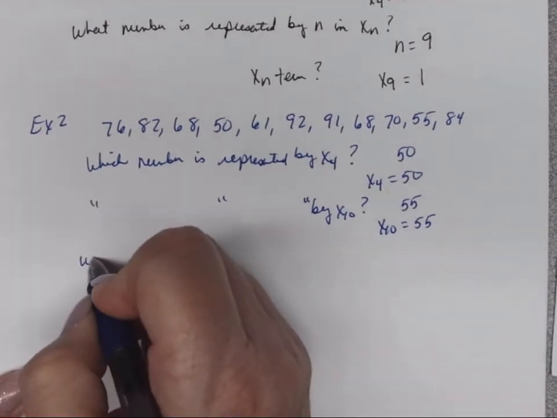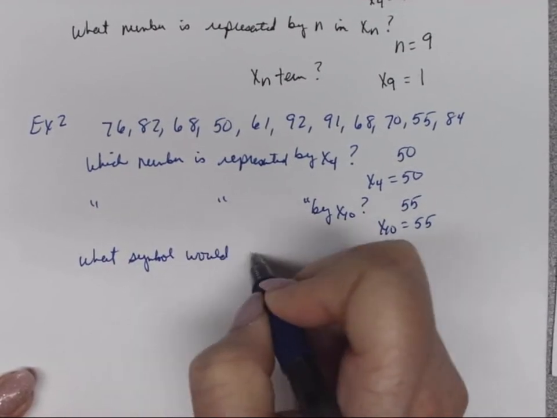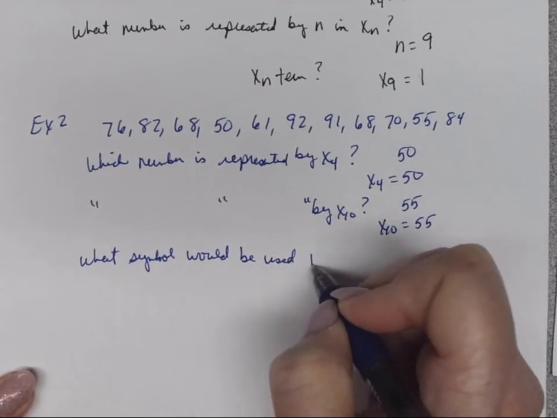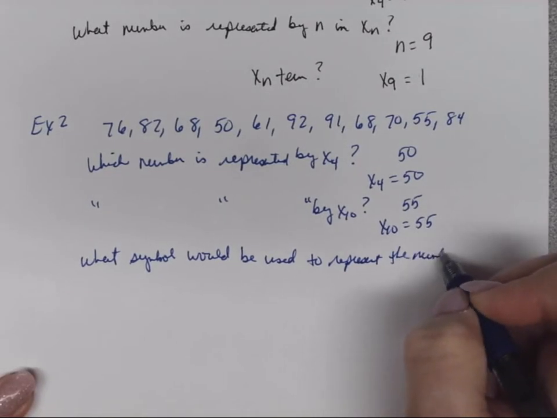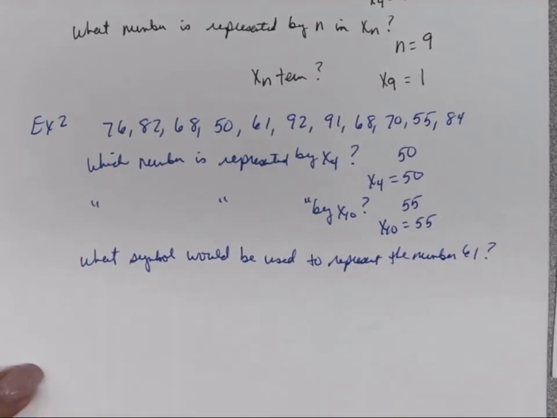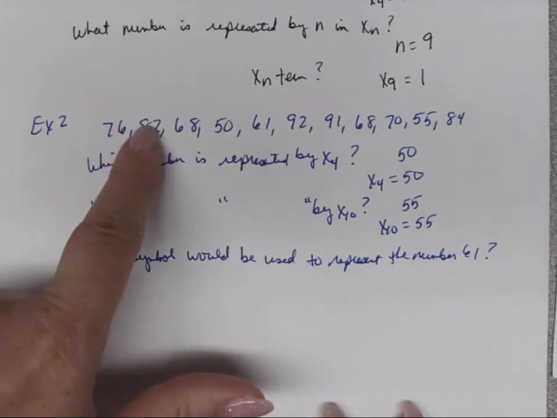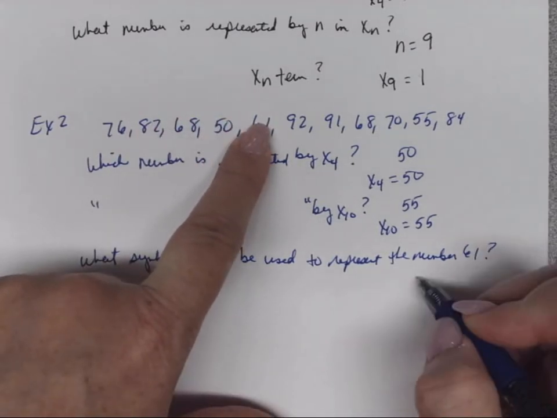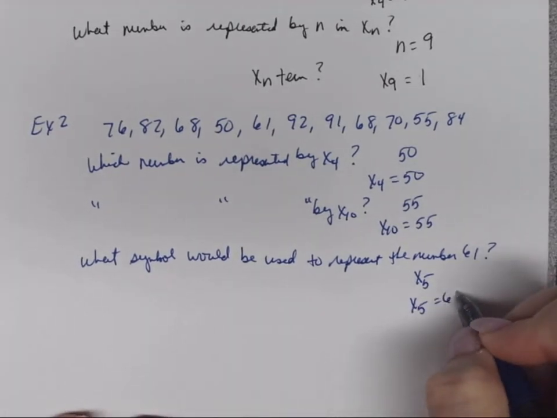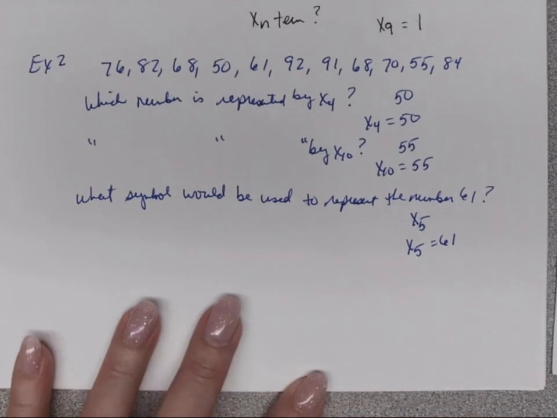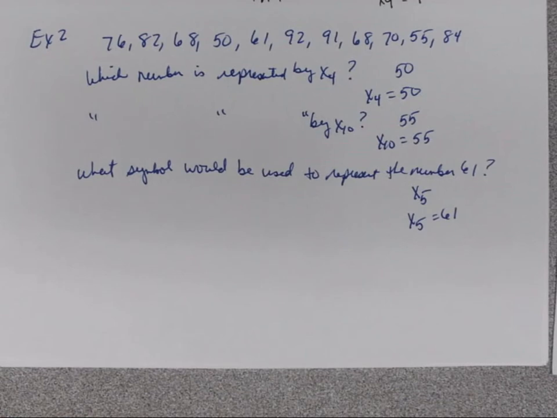All right, what symbol would be used to represent the number 61? So we have to find 61 on our list, and then we're going to count 1, 2, 3, 4, 5. So the symbol would be x sub 5. We could also write that x sub 5 is equal to 61 for clarification. But if they're looking for the symbol, this is your symbol. So I want to clarify with you that that is the symbol representing that number of 61.